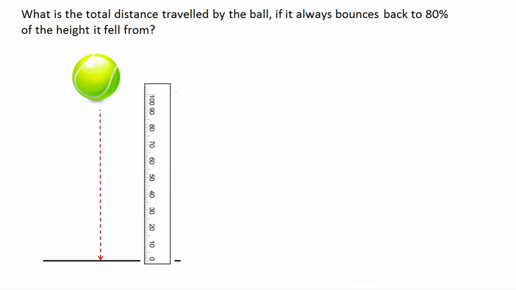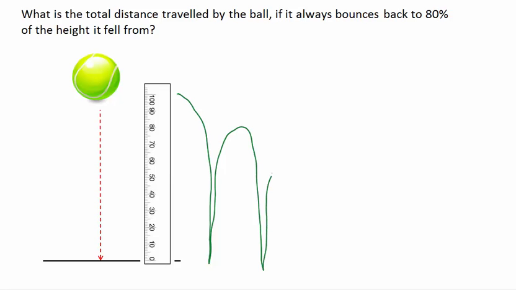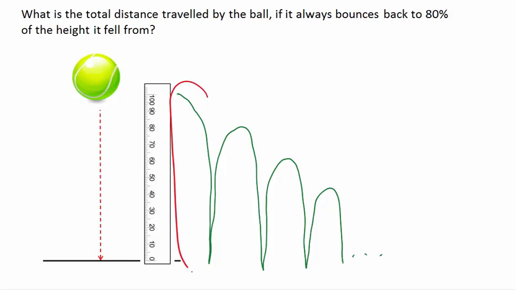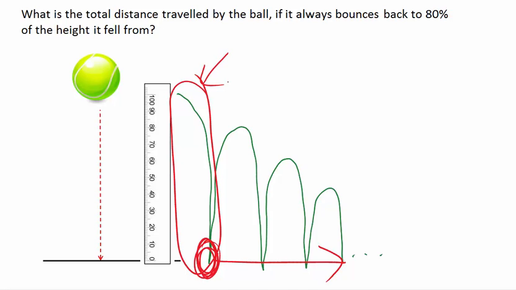What I like to do is consider a little diagram like this. Have the ball drop down, back up to 80 centimeters, down, back up to 64 centimeters, down, back up, and so on, always bouncing back to 80% of the height from which it fell. And what I do in this question is I ignore the initial drop, and I only consider from this bouncing point at the bottom and onwards. I will include this eventually, but for right now, I'm going to go onwards from here.